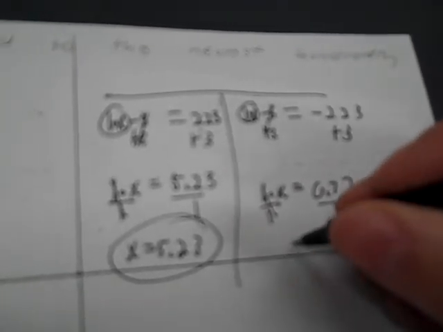And then divide by 1. And that keeps the answer at 5.23. Then plus 3, plus 3. And I take negative 2.23 this time, plus 3, 0.77. And dividing by a 1 keeps us at 0.77.